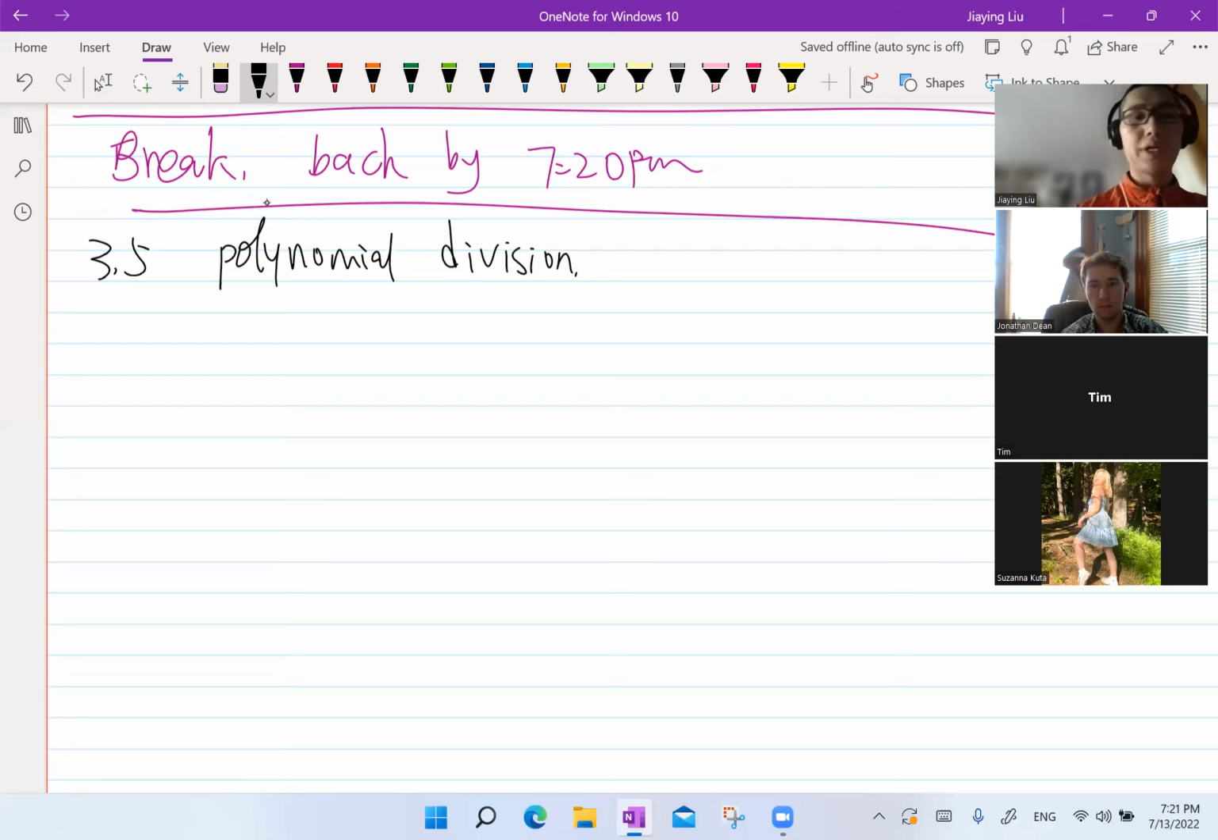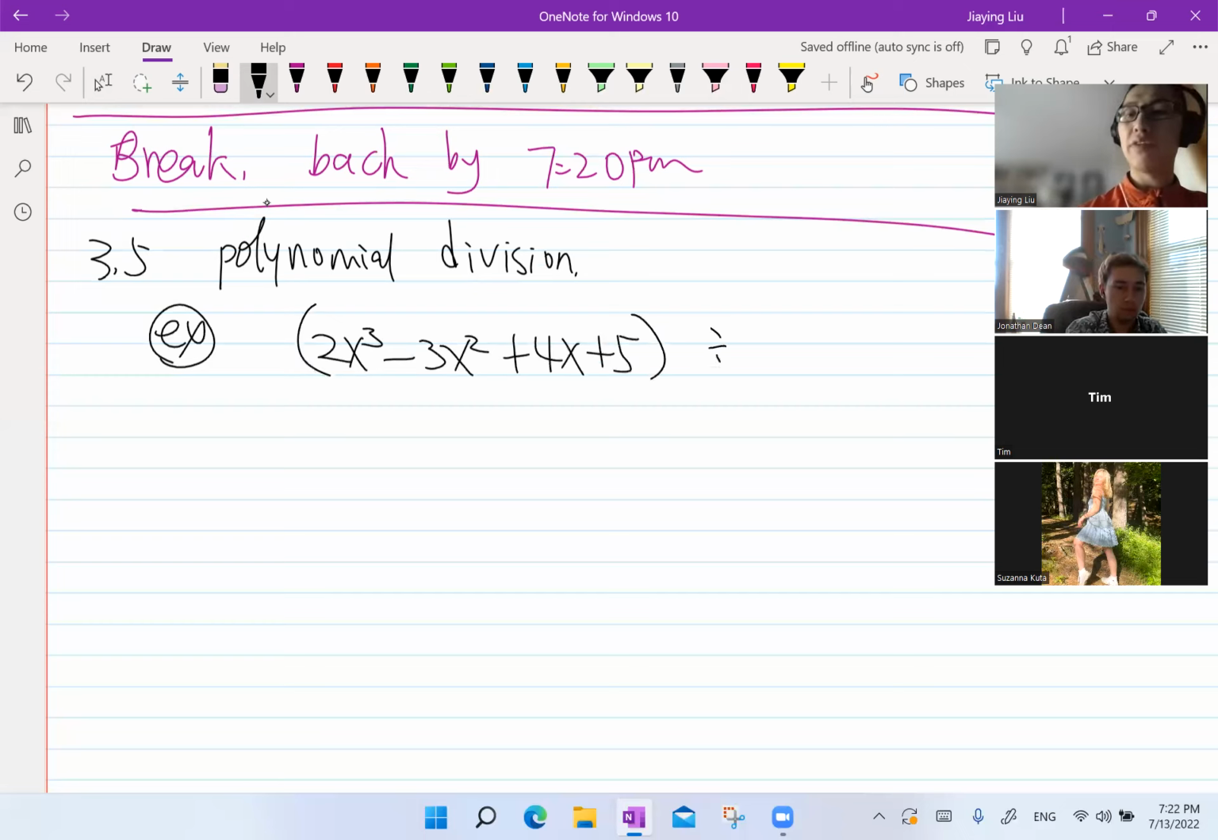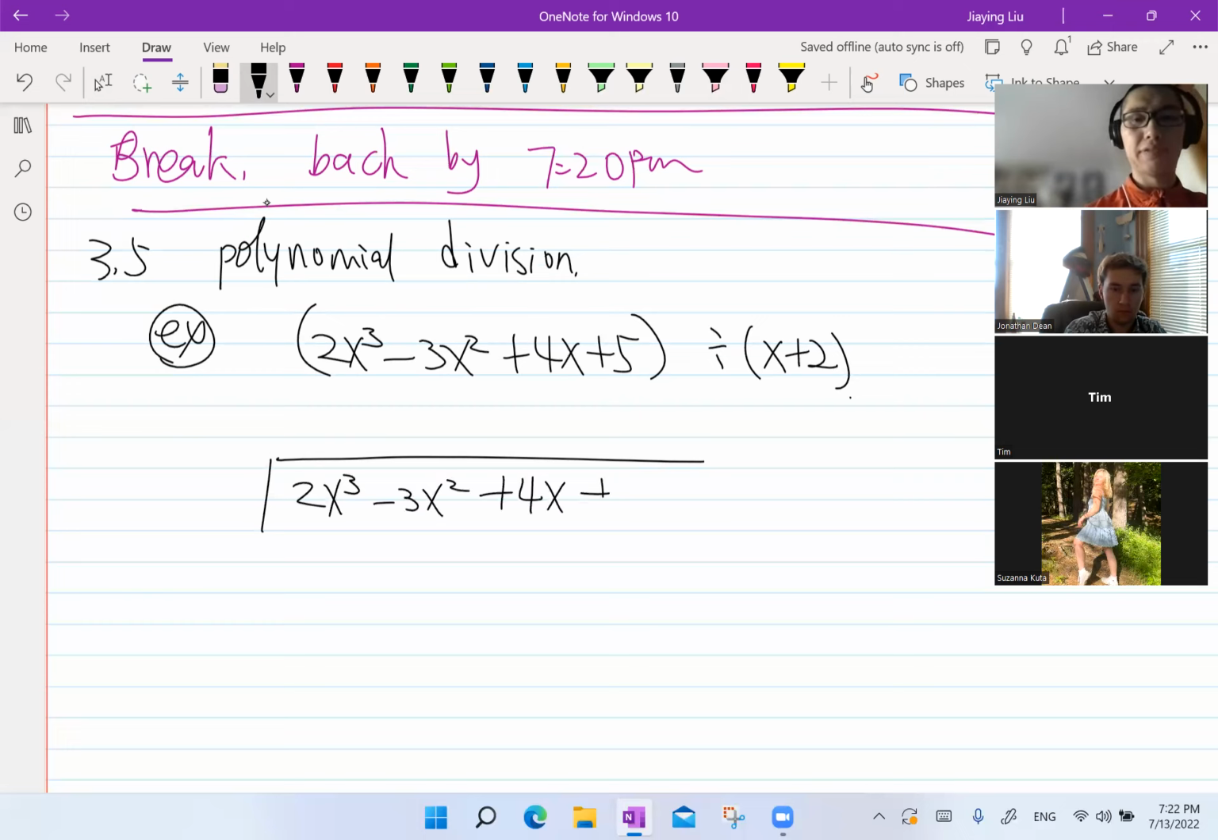Let me begin with an example. We have the polynomial expression 2x cubed minus 3x squared plus 4x plus 5, and I want to divide it by x plus 2. Another way to write it is using long division notation, and that's exactly what we're going to do here. We want to know what the quotient is, and what the remainder is, if there's any.